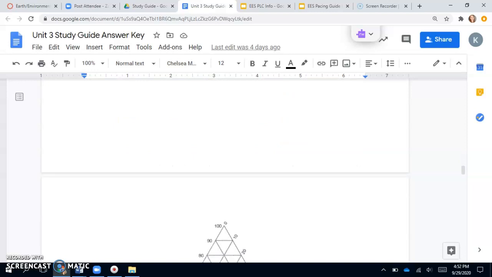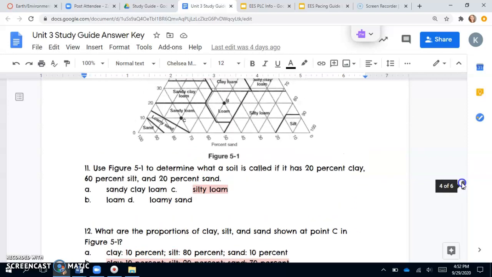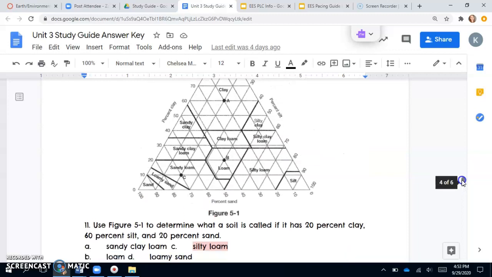So for 11, we're going to use the soil texture triangle in order to answer this question. And I'm going to go ahead and do this on here just to show you as a review on how to do it. So in figure 5-1, use the figure to determine what a soil is called if it has 20% clay, 60% silt, and 20% sand. So let's take a look.